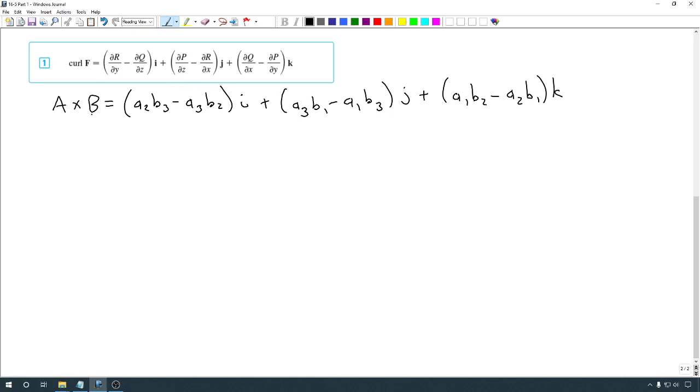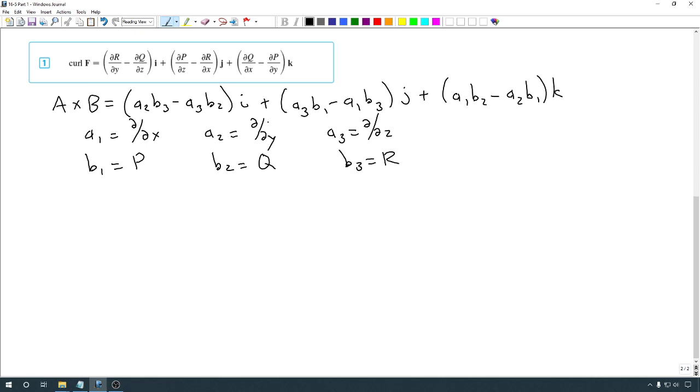And actually, if you pay attention, if you think of B as having components of P, Q, R, and A kind of having components of A1 being the derivative with respect to x, A2 being the derivative with respect to y, and A3 being the derivative with respect to z, then we can think of A2B3 as the derivative with respect to y of, well, I guess I was saying here that B1 is going to be P, B2 is Q, and B3 is R. So this would be derivative with respect to y of R, which is exactly what we have here.